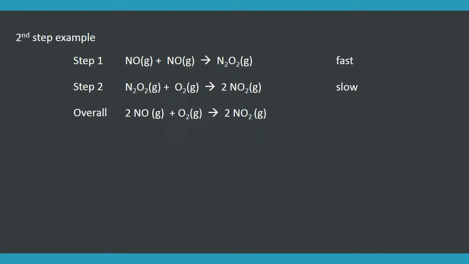Well, let's make it a little bit harder. So once again, identify your slow step. This time, it's in the second step. All right, so what we need to do is go through and again identify intermediates, and so on and so forth. Going through, I see that N2O2 and N2O2 cancel out. So we have two NOs, O2, O2, two NO2s, two NO2s. Sweet, everything's accounted for.